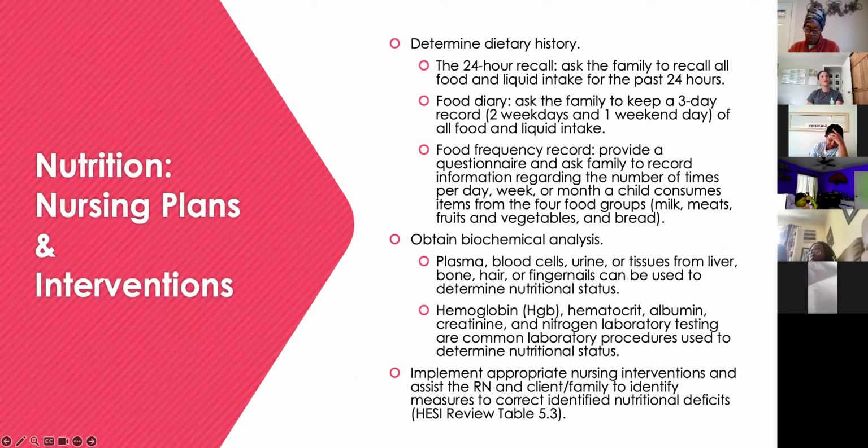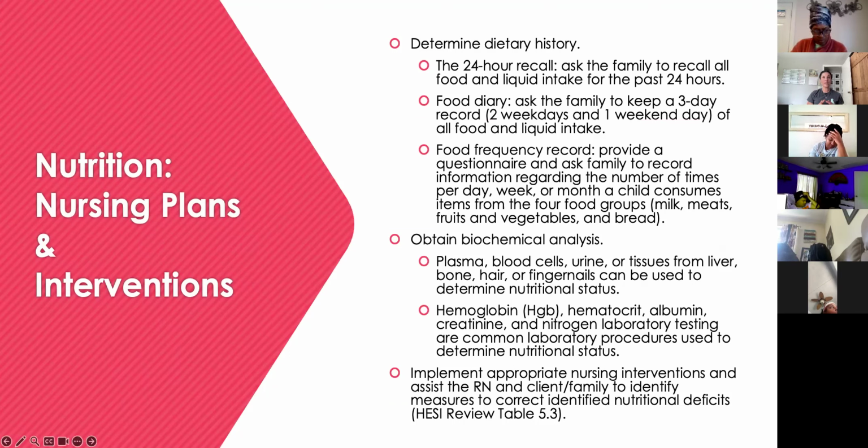There's a couple ways that we can assess our nutrition status. The first one is looking at our dietary history. So a 24-hour recall is exactly what it sounds like. We're asking them to tell us everything that they had to eat or drink in the last 24 hours. It's a very short-term picture.